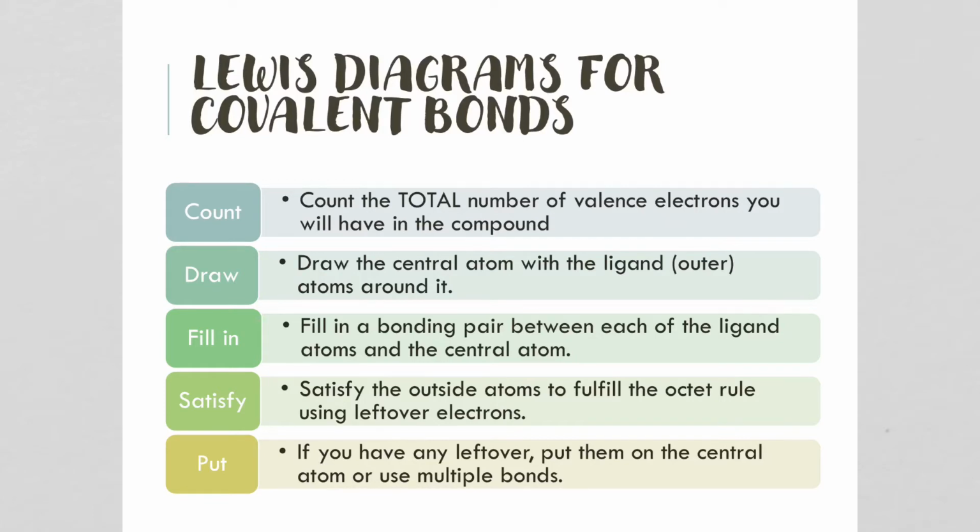Then you fill in a bonding pair between each of the ligand atoms and the central atom. Then count that up, see if you've created the octet, and satisfy the outside atoms to fulfill the octet rule using leftover electrons. If you have any leftover, put them on the central atom or use multiple bonds. So that is how you do a Lewis structure.